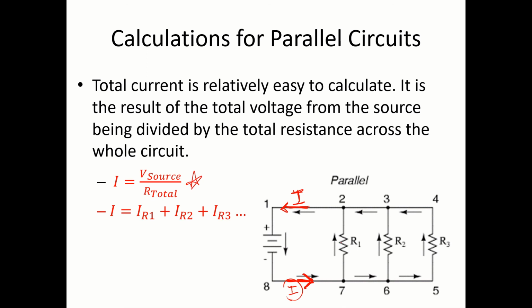Or you can calculate the current through resistor 1. You can calculate the current going through resistor 2. Calculate the current going through resistor 3. It would be as easy as using Ohm's law for each one. It's delta V over R1 is all we would need to do. Then delta V over R2, delta V over R3, and you can just add them up, because the current through each individual branch will equal the total current at both of these positions.